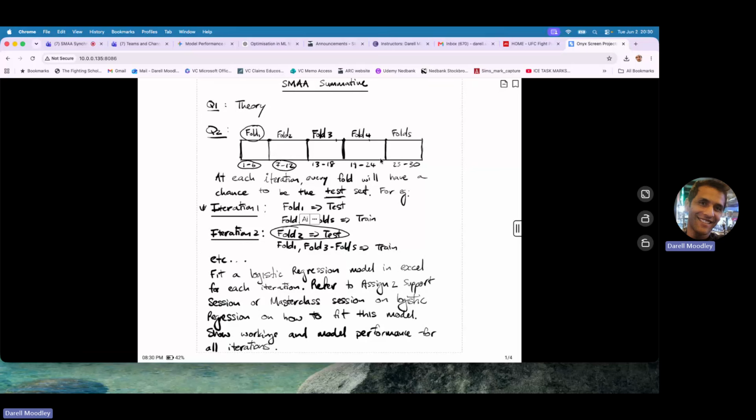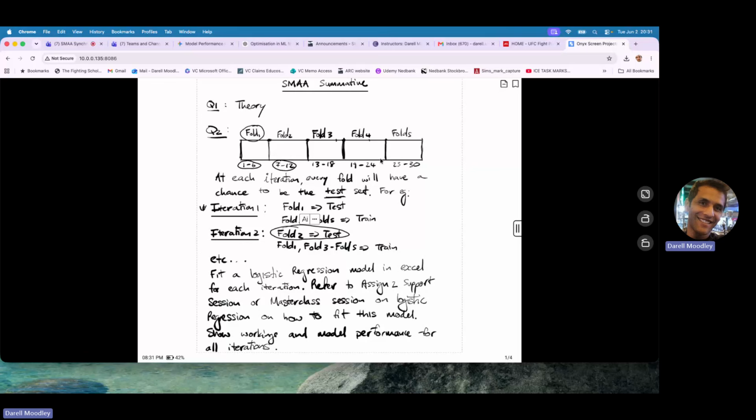Now, at each of these iterations, you need to fit a logistic regression model in Excel. So if you're not sure how to do that, I'm going to refer you to the support session for assignment 2, where I showed you how to fit a logistic regression model. There's also a masterclass session on that, so you can refer to that if you're not sure how to fit a logistic regression model. So please refer to that.